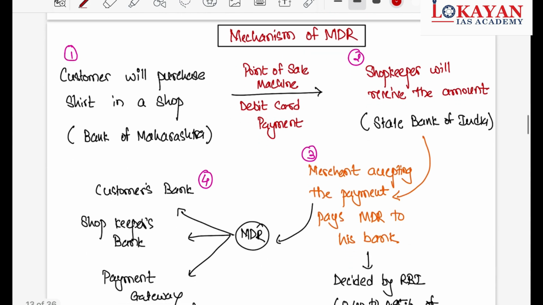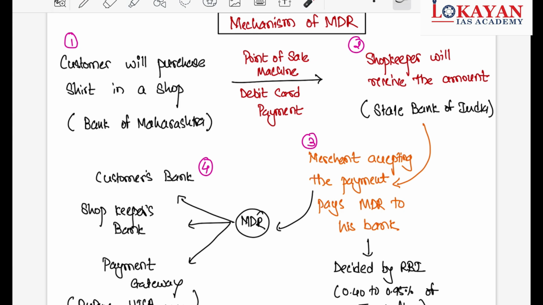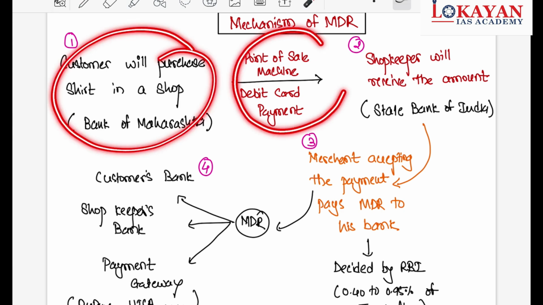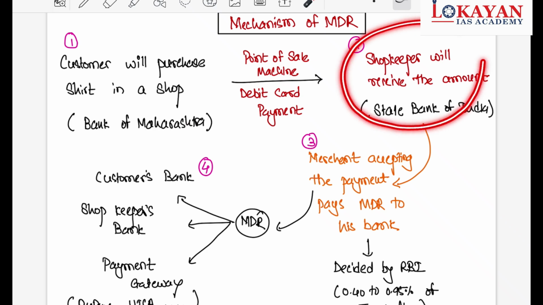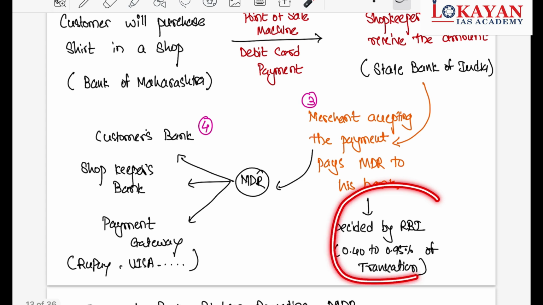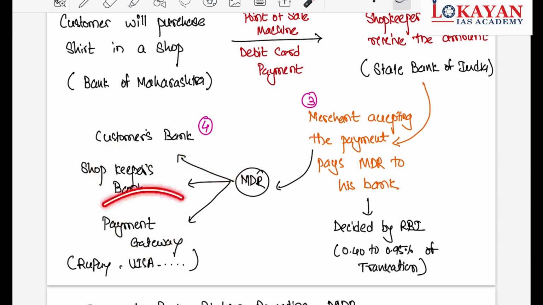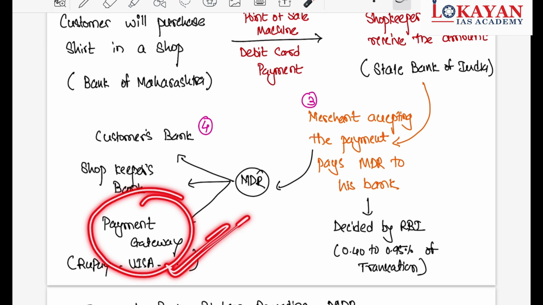So here is the mechanism of MDR, which I have just explained to you. The customer will purchase a shirt through point of sale machine payment. The shopkeeper will receive the amount. The MDR is deposited, and who will decide the MDR? Reserve Bank of India, 0.40 to 0.95% of the transaction. And focus here: this MDR will be divided between the customer's bank, the shopkeeper's bank and the payment gateway. How it should be divided is decided by the payment gateway.